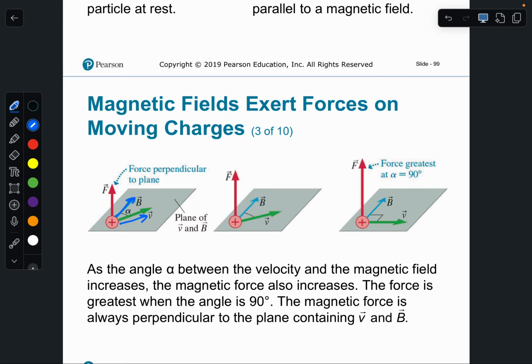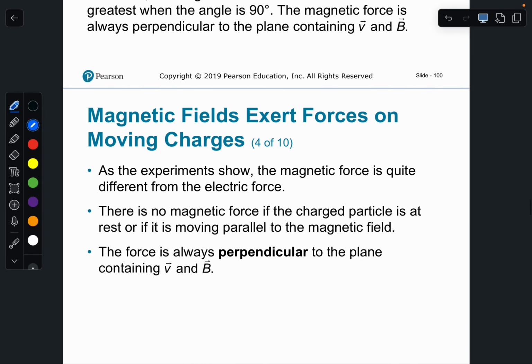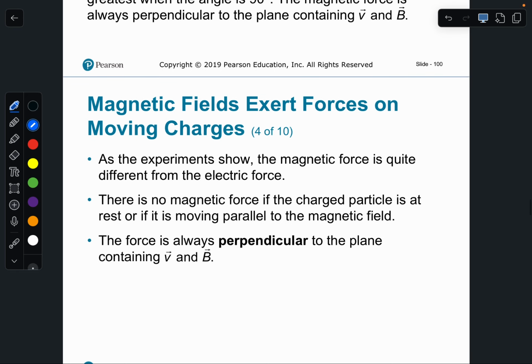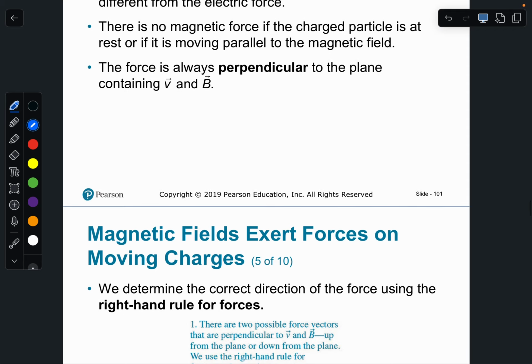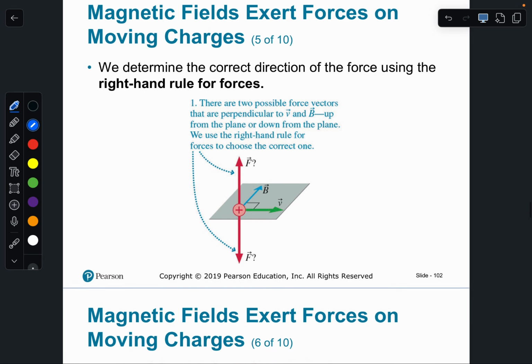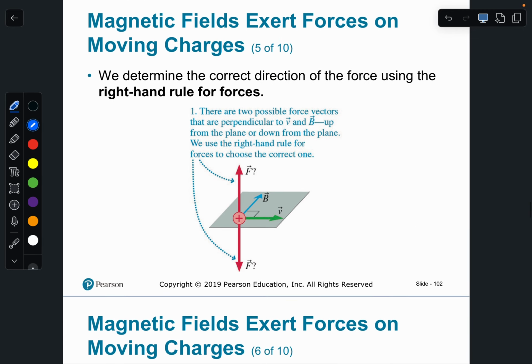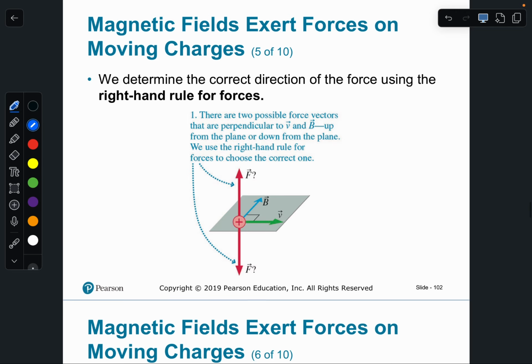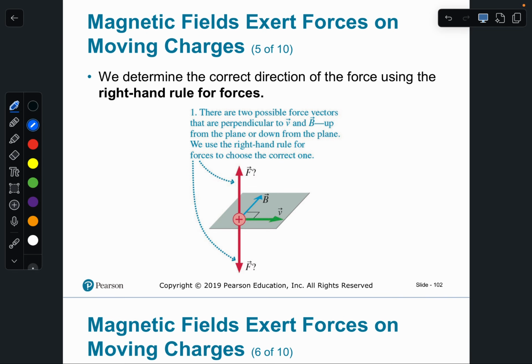So this is us in the lab, figuring all this out, okay? And so what all these experiments culminate together to tell us is that the force is always perpendicular to the plane created by V and B. And so there's two ways that that force could point. It could point perpendicular up or it could point perpendicular down, okay?